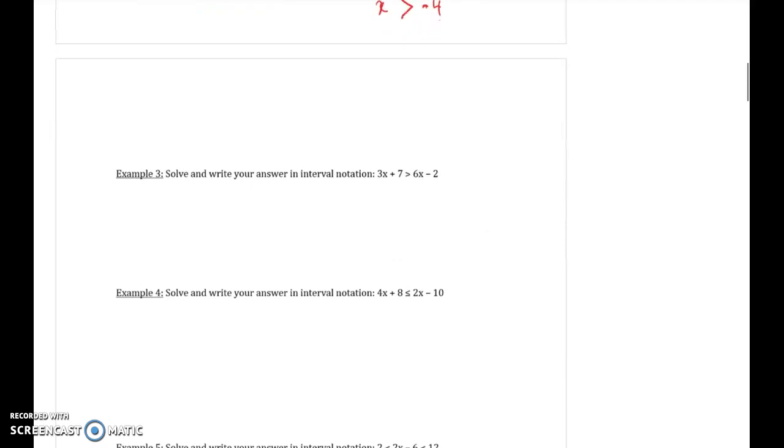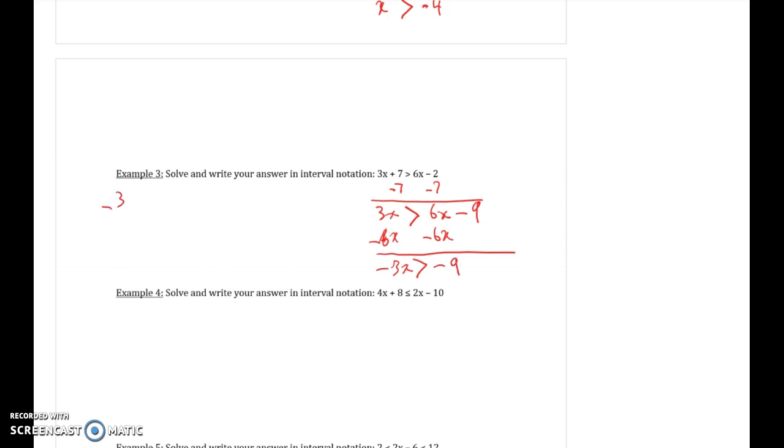All right, let's try to solve and write that in interval notation. So first of all, I need to get rid of the 7. And I got 3x. And because I subtract, I don't flip my symbol, 6x minus 9. Then I'm going to subtract 6x on both sides. Because I subtract, I don't flip my symbol, and now I got negative 3x less than negative 9.